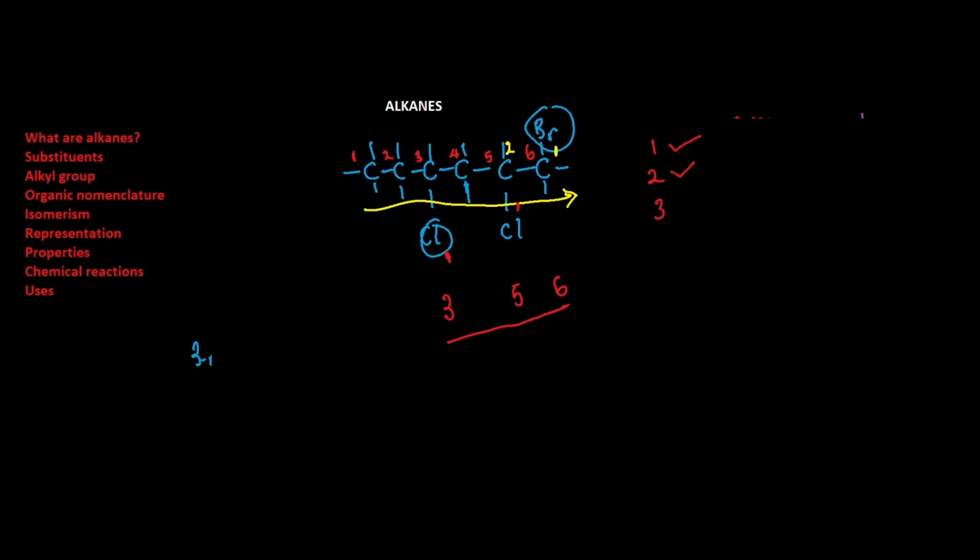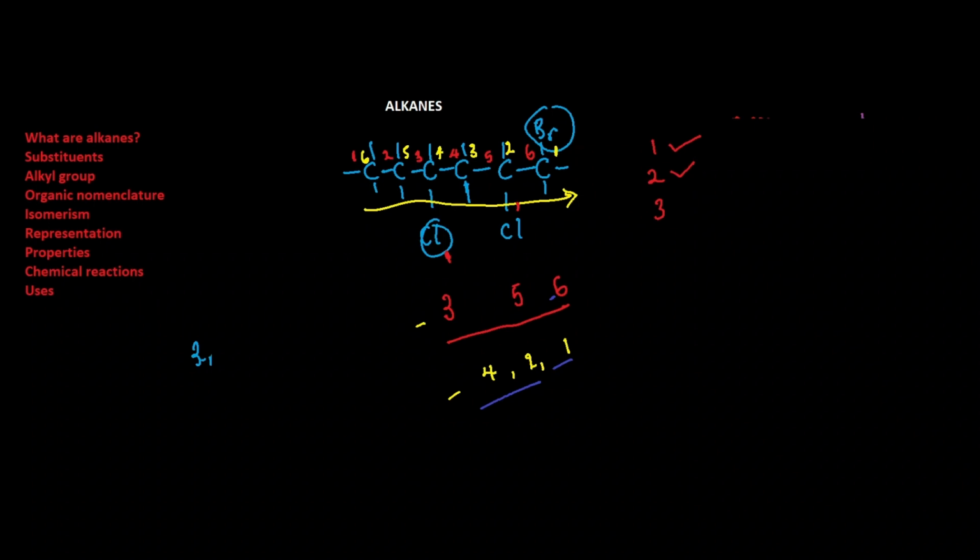However, if we start counting from here, we'd have this to be 1, 2, 3, 4, 5, and 6. Now you notice that the positional numbers that we have in this case are 4, 2, and 1. If you look at these two sets of numbers very critically, you would notice that this set of numbers provides a lower position as compared to this set of numbers. So we would make use of this numbering.